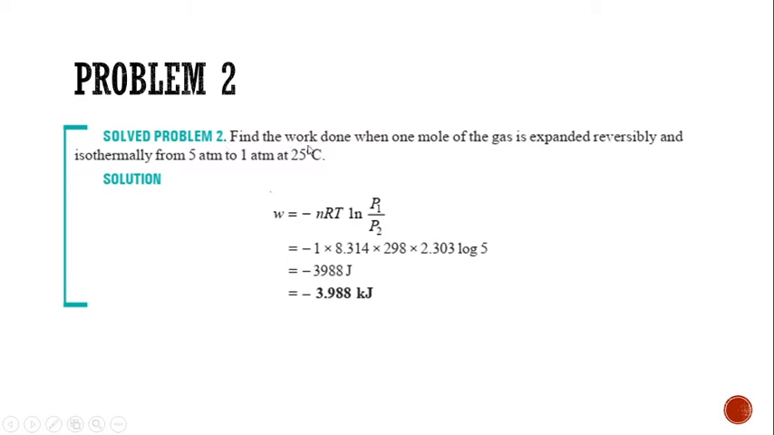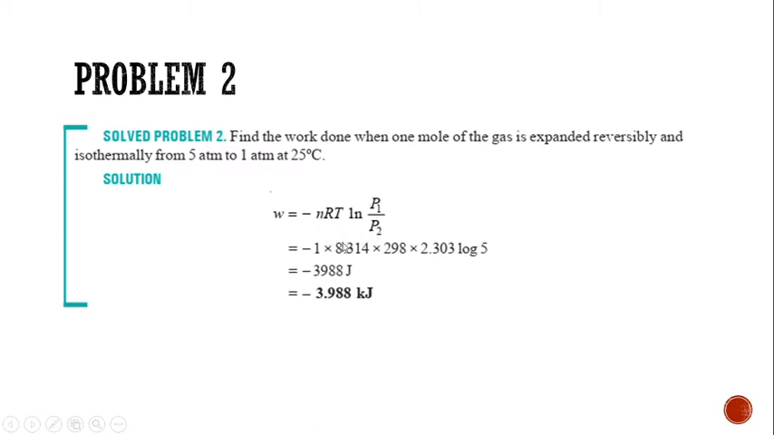Here you need to calculate the work done when 1 mole of a gas is expanded reversibly and isothermally from 5 atmospheres to 1 atmosphere at 25 degrees Celsius. Again, here it is a reversible expansion, so we can apply the formula of work done in case of reversible expansion, that is W equals minus nRT ln, natural log, of P1 over P2. You can also change this natural log to common log by multiplying it with 2.303. Here P1 is 5, and P2 is 1.